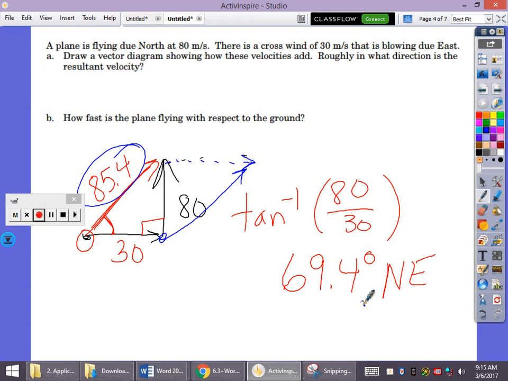87. Okay, we'll just have to double check and see what you typed in your calculator and make sure you didn't hit like a 31 instead of a 30. Okay, we'll double check. Yes?